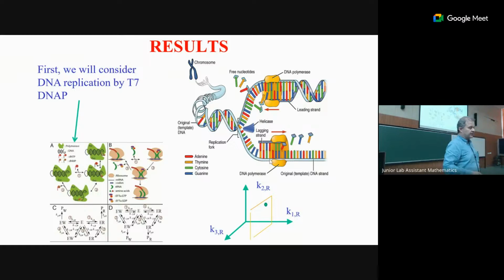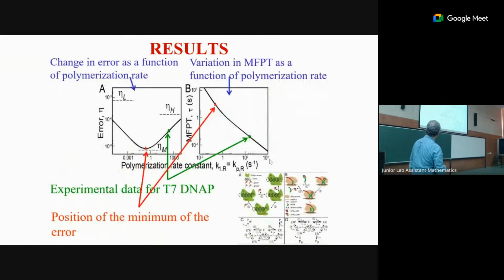And this of course depends on many rates. So to understand how it works, you can keep all the parameters and vary one of the rates. That's what is schematically shown. Suppose I keep everything else and vary one of the rates just to see how the system is optimal. And you can do it, and so this is the error as a function of one of the rates called polymerization rate. This is mean first passage time here. And again, the red points correspond to this minimal time, minimum error, and the same is here.